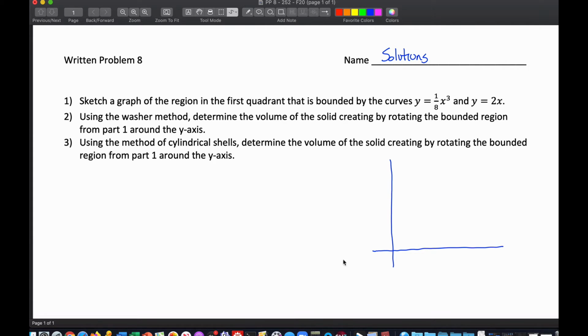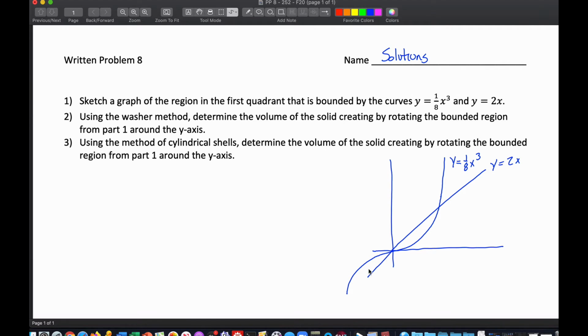The graph of y equals x cubed is kind of this S-shaped graph, I guess. And with the 1/8 down in front, it sort of compresses it vertically by a factor of 1/8, so it looks a little bit more like that, maybe. And the graph of y equals 2x is just a straight line. Think y equals mx plus b. The slope is 2, the y-intercept 0.